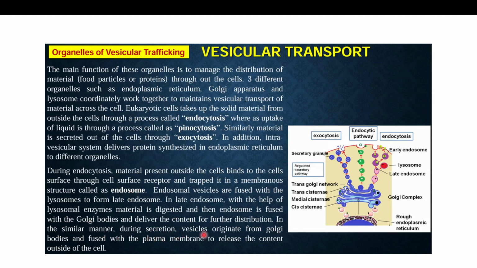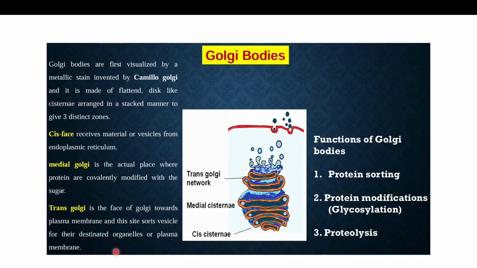In the similar manner, during secretion, vesicles originate from Golgi bodies and fused with the plasma membrane to release the content outside the cells. Of course, there are Golgi bodies, which functions are protein sorting, protein modifications, and proteolysis. So we read about individual organelles in much depth in earlier tutorial sessions as well. So if we talk about the cis phase, each lamellae here, cis phase receives material or vesicles from the endoplasmic reticulum.